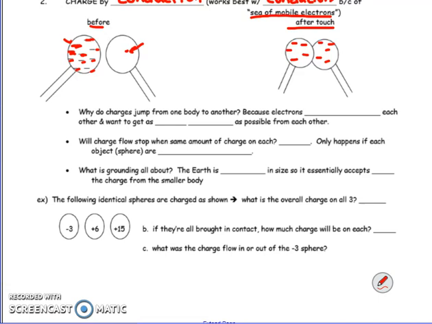Well, it's because their electrons repel each other and want to get as far away from each other as possible. So if I have all my charges confined to the sphere, okay, they'll go as far apart as they can to the outer surface. When I touch this sphere, it's like a larger room that they can now spread out in. So they will spread out throughout.